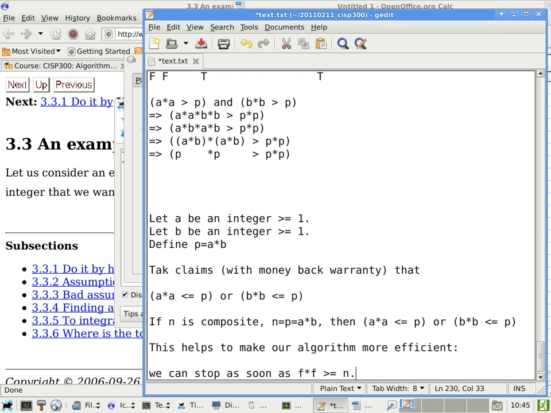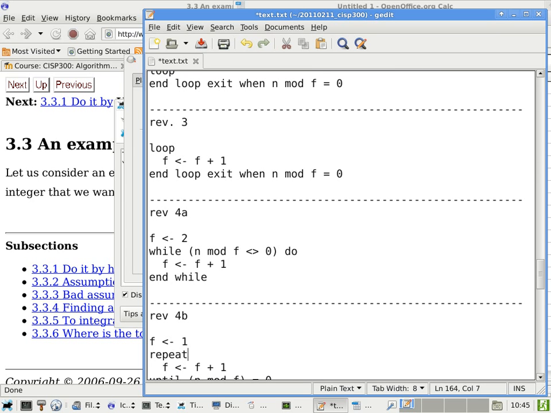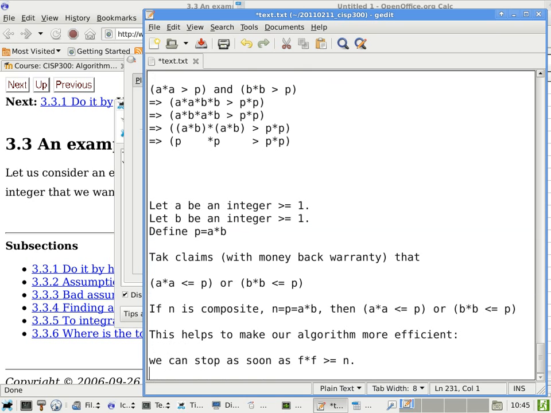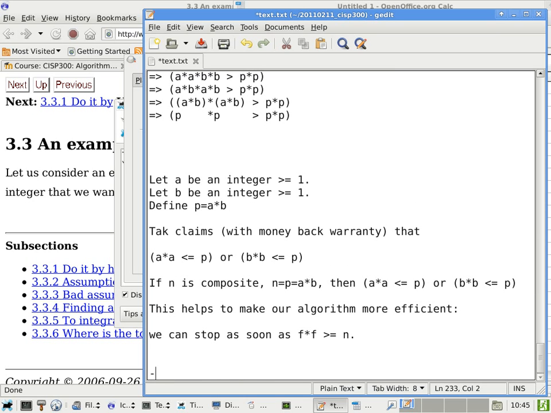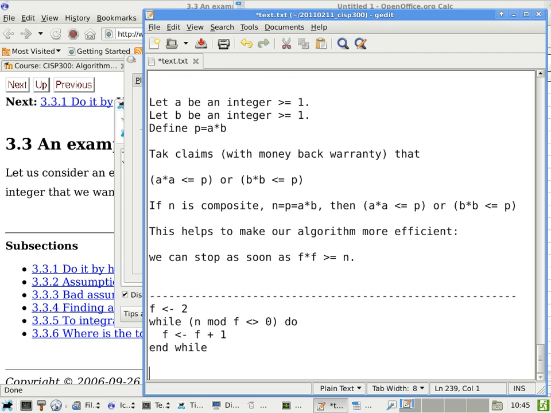Okay, let's go back, take our algorithm from here, revision 4a, and we'll continue to make our algorithm more effective, more efficient.